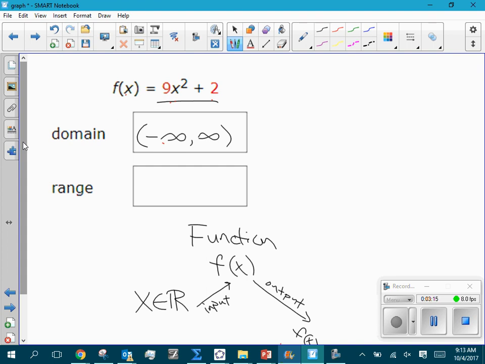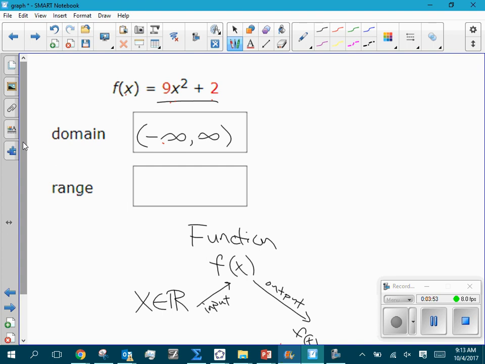You can choose anything that you want for x, and you're going to get something back for your y value. Now the range is talking about what those y values that you get back look like, because you're not going to get back negative numbers in this case. No matter what number I try, I cannot get less than 0 back. Plug in 0 for x. You square it, you get 0. Multiply by 9, you get 0. Add 2 to it, you get 2. So 2 ends up being the smallest number that you can get back.